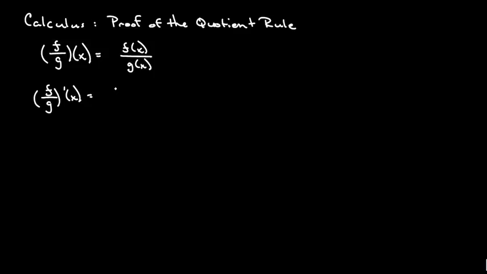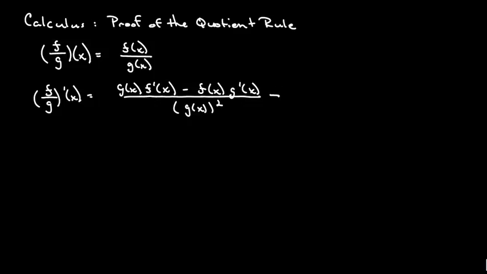I get the following. I get g of x times f prime of x minus f of x times g prime of x over g of x squared. This is what we need to show.